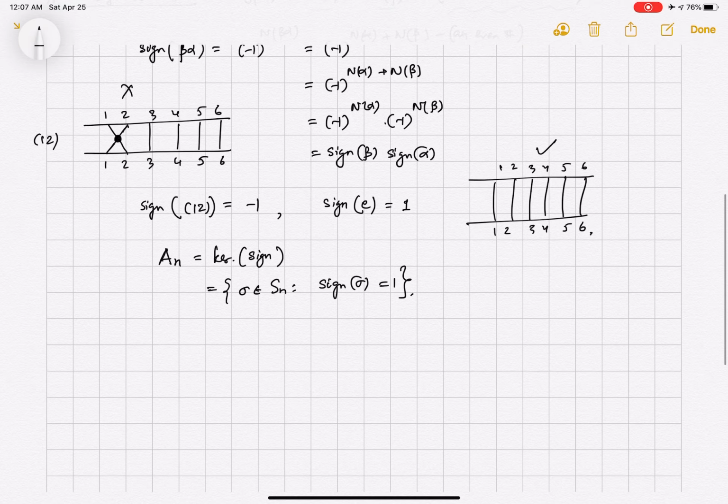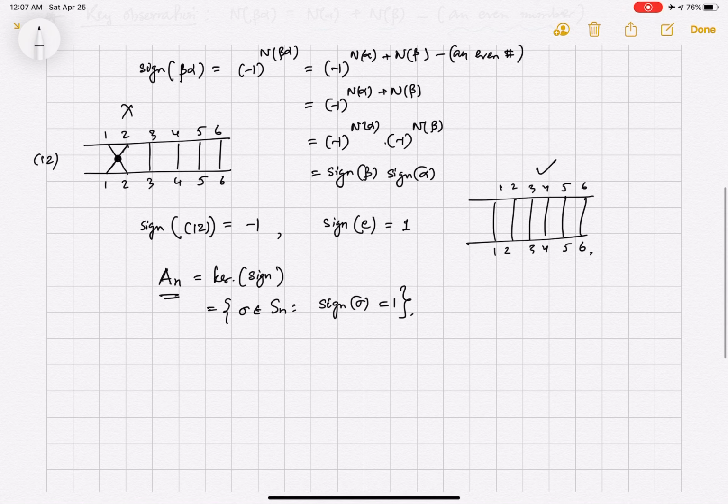Yeah, and this subgroup is a very important subgroup of Sn. We'll talk about it a little more next time. It's called the alternating group. Okay. We'll continue.